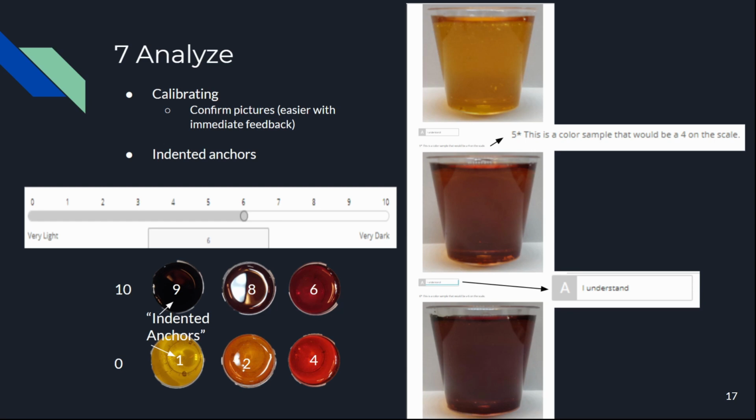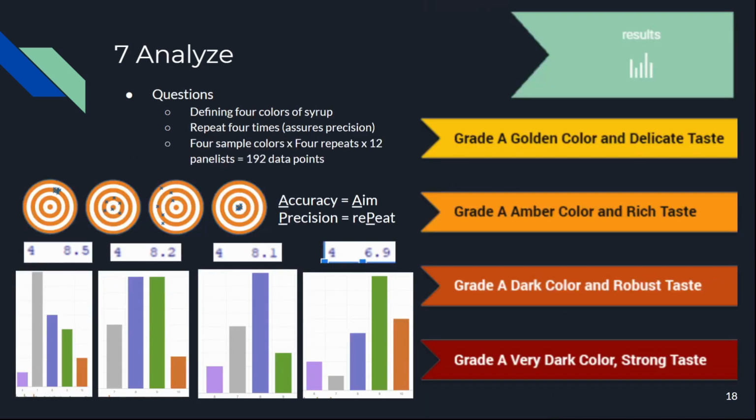We included indented anchors of very light and very dark, so that they also have the option to go past these points if necessary. The questions in the survey only ask them, where does this sample fall on the line scale? With the 4 blocks in the survey, it meant that the panelists would repeat the same samples 4 times. These repeated samples assure precision. As shown by an example, this person got similar results for very dark.